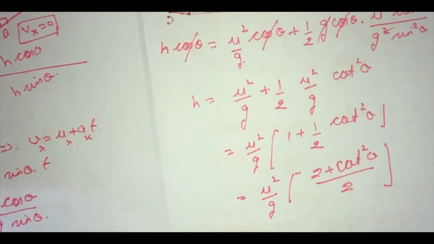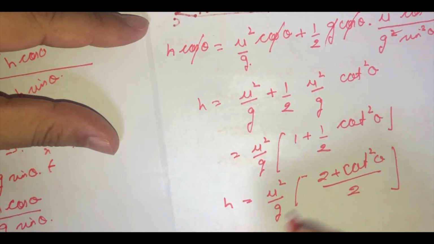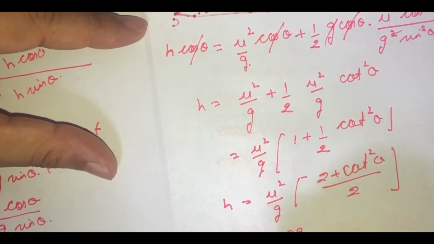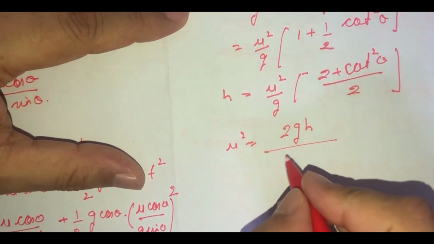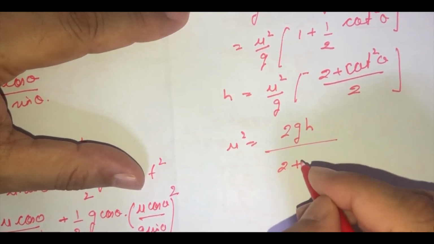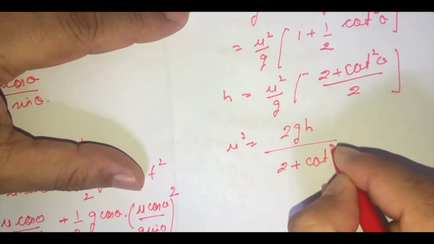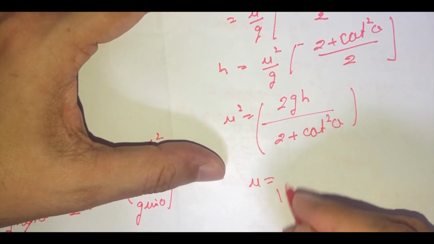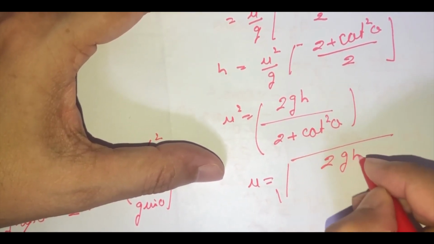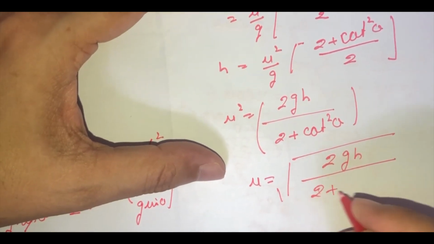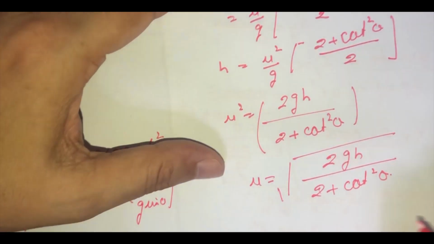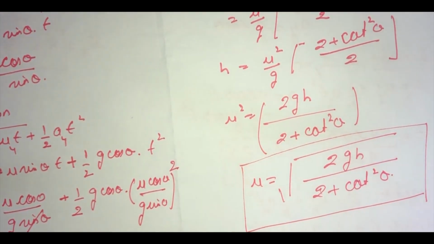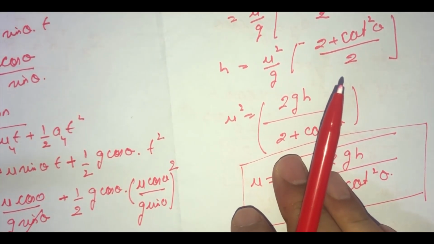And from here we can find out u square. So u square will be equal to 2gh divided by 2 plus cot square theta, or we can say that u will be equal to square root 2gh divided by 2 plus cot square theta. So this is the first part. We found out the speed with which the projectile will be launched horizontally so that it is perpendicular to the incline at point B.